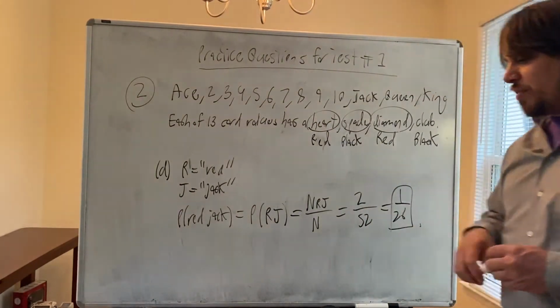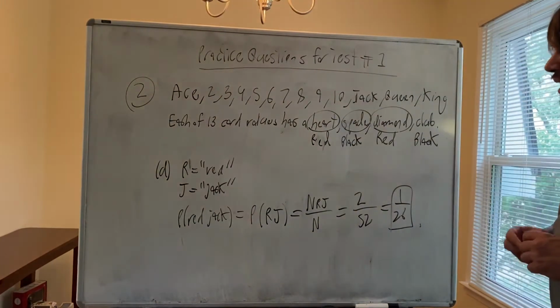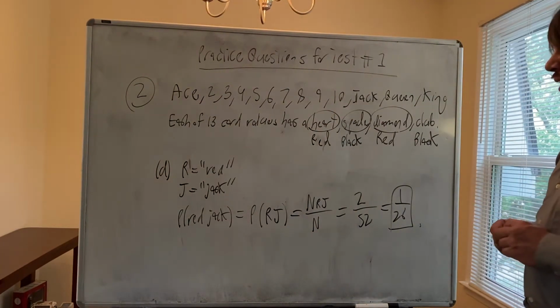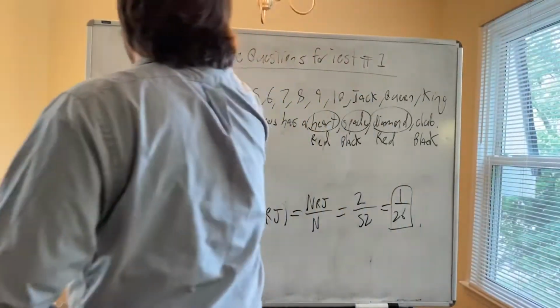And you can write that as a decimal also. Okay? So that's A through D of number 2. So that's number 2. All right. Okay, let's continue. So let's go to number 3.